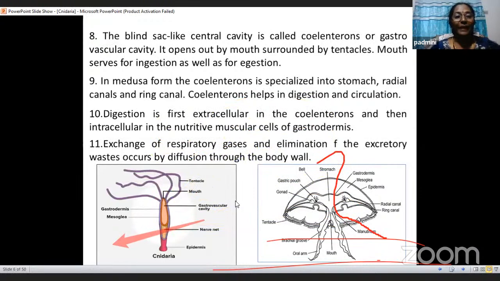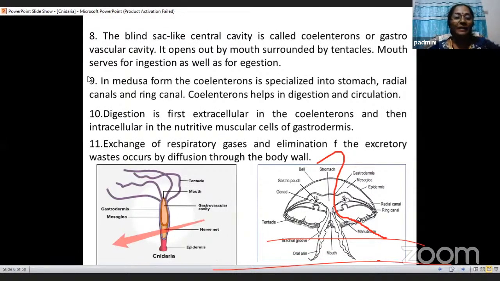Okay, the blind sac-like central cavity is called the coelenteron or the gastrovascular cavity. So this is a polyp form of the cnidarian. This is the gastrovascular cavity, which opens into a mouth. They have tentacles around, and the red ones are the gastrodermis, whereas the outside one is the epidermis, and in between, the light purple one, is the mesoglea that is present over there. And they also have some nerve network-like structures found over there.